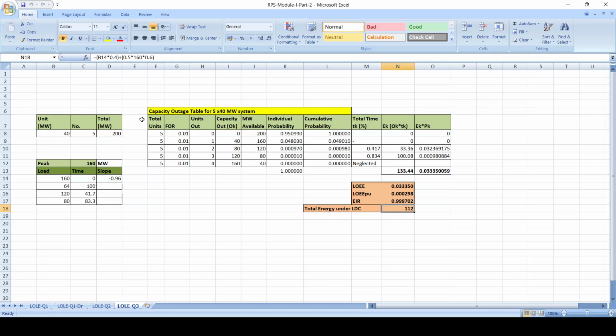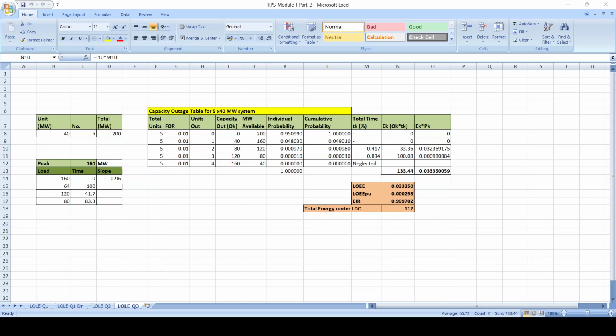Okay. So B14 into 0.4, 0.5 into this is half. This second term is basically half of that triangle, half into base into height, and the first one is the area of the rectangle. Okay, B14 into 0.4. Okay. Now EIR is 1 minus the energy index of reliability, which is N16. Okay. So this is how in the Excel I have demonstrated how the loss of energy expectation is calculated. Now what remains to be seen is how these two particular energy terms, the loss of energy terms, are calculated.